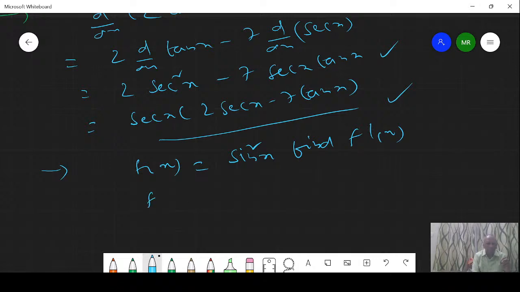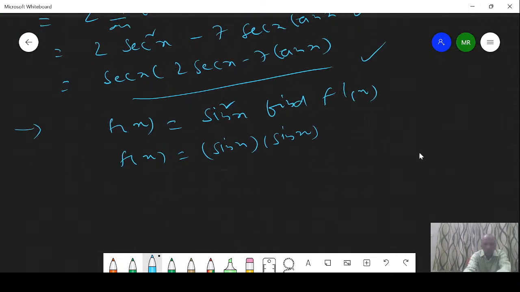Can I write f of x is equal to sin square x? But we don't know the formula of sin square x, right? But I can write sin x into sin x. Then I can use the product rule. Sin square x means sin x into sin x. Now you can use the product rule.